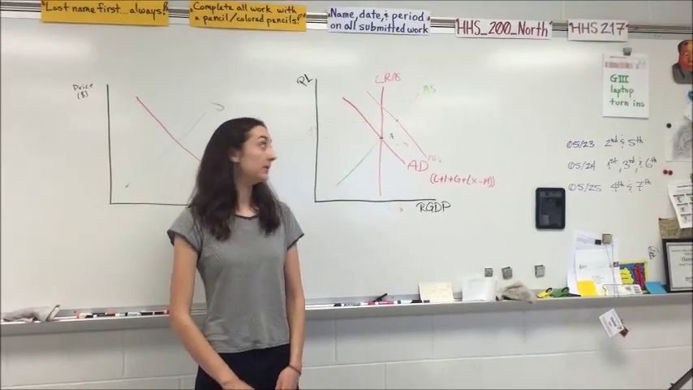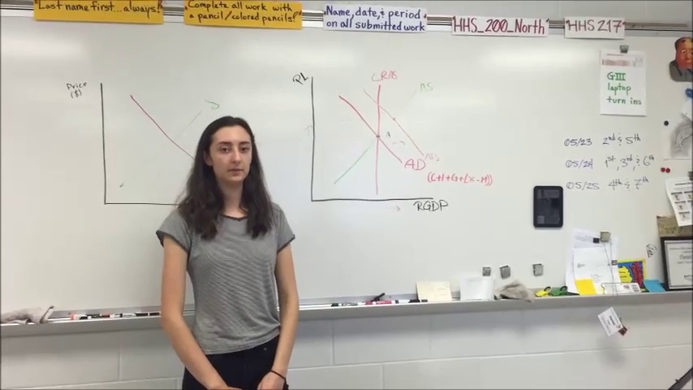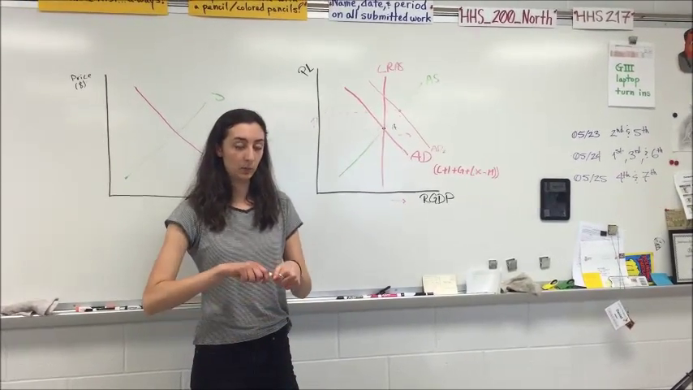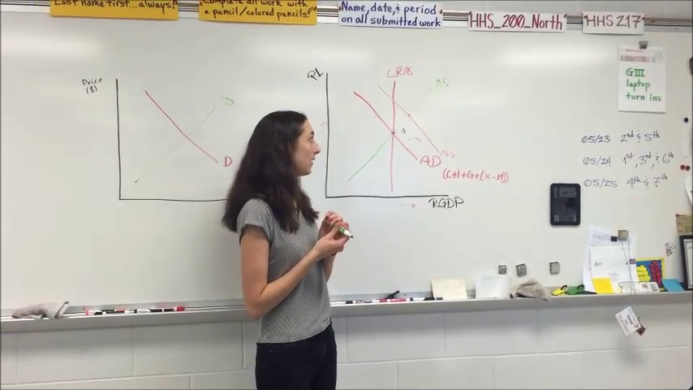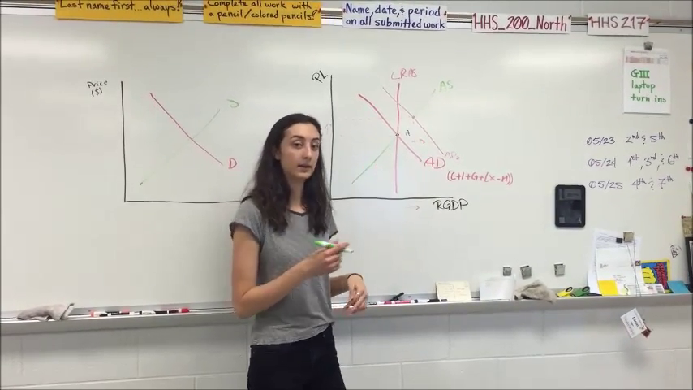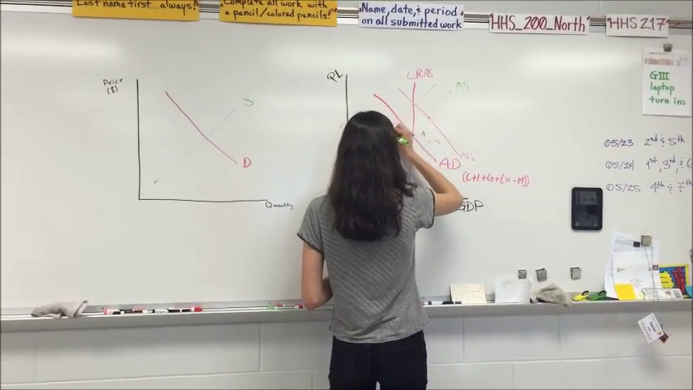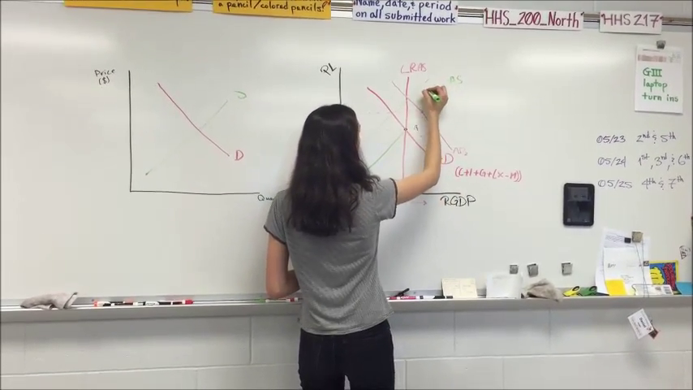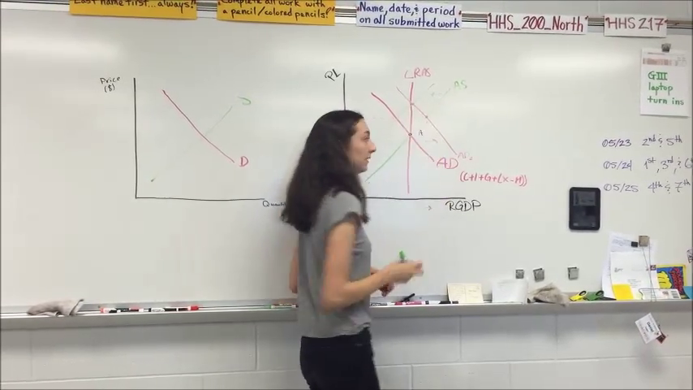The factors that influence aggregate supply are the costs of the factors of production, such as wage rate. So if wage rate increased, that would cause the aggregate supply to decrease, which would shift that curve leftward, like this, and then push the equilibrium point leftward as well.